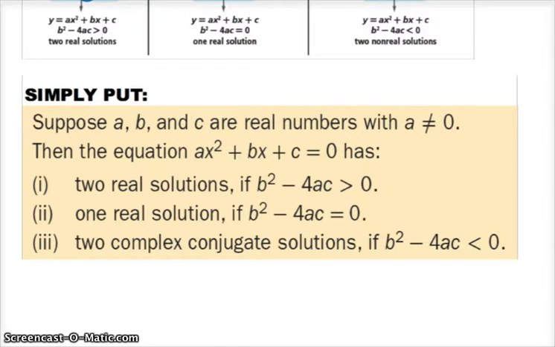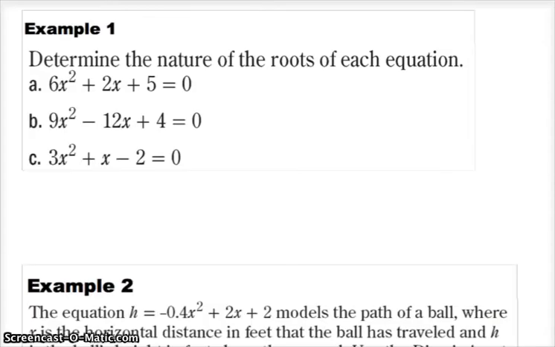Let's try to do this on our own. If you flip to the back and look at example number 1, we'll use the discriminant to determine the nature of the roots for each equation. Alright, to review, our discriminant is b squared, but please don't b squared of these problems, minus 4ac.